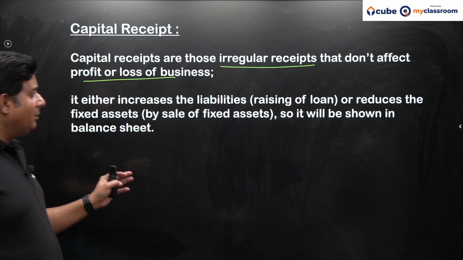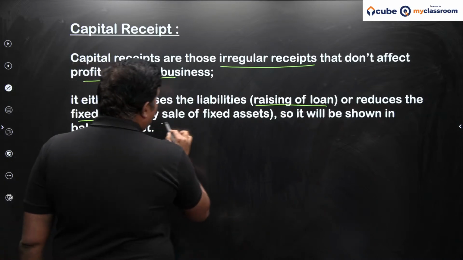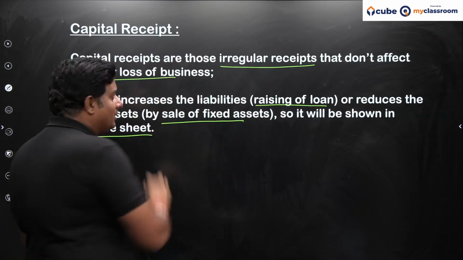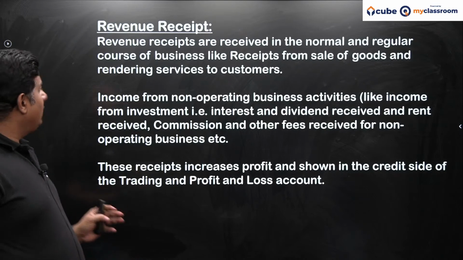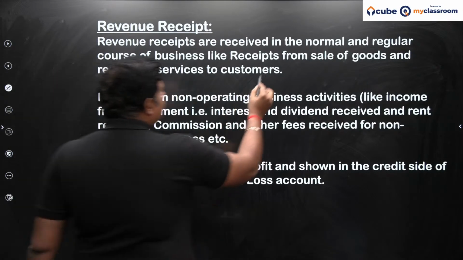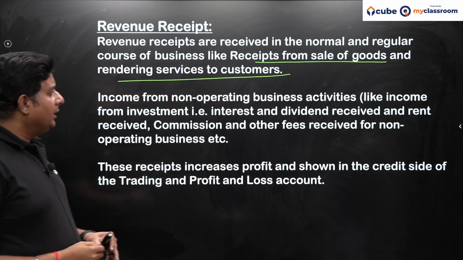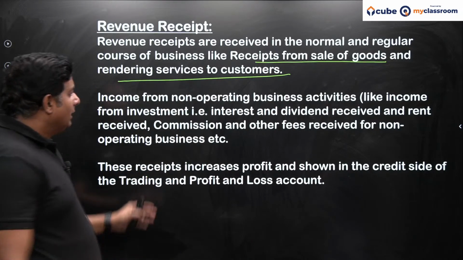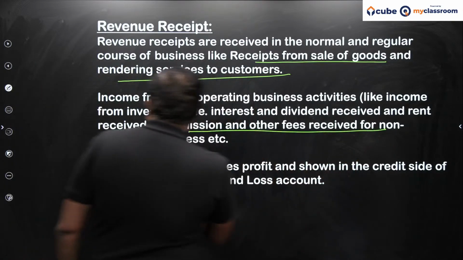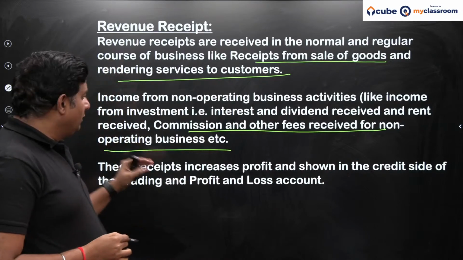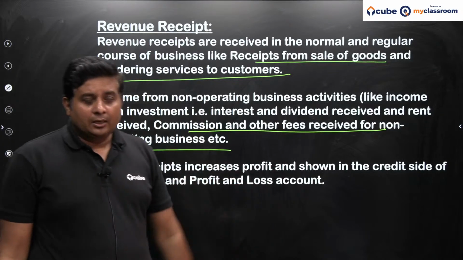It either increases the liabilities by raising of loan, or reduces the fixed assets by sale of fixed assets. So it will be shown in the balance sheet. Okay. Now revenue receipt. Revenue receipts are received in the normal and regular course of the business, like receipt from sale of goods and rendering the services to the customers. Income from non-operating business activities, like income from investment, interest and dividend received and rent received, commission and other fees received from non-operating business, etc., also comes under the revenue receipt only. These receipts increase the profit and are shown in the credit side of trading or profit and loss account.